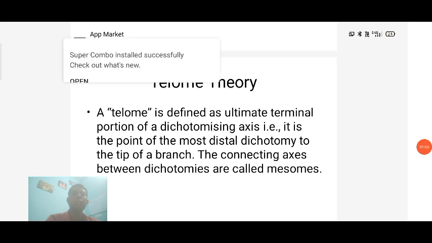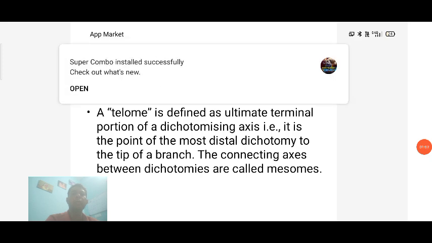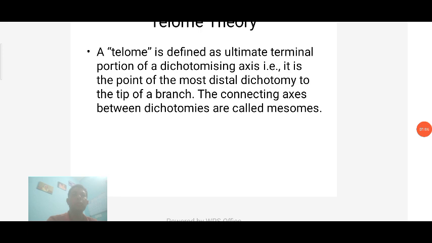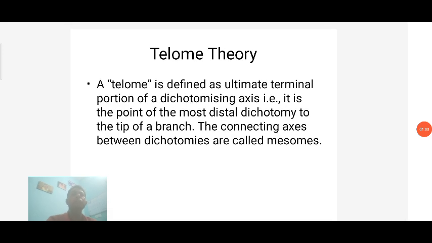Now, the connecting axes between dichotomies are called mesomes. So mesomes are there, and those particular mesomes are responsible for further development. Now functionally we can say that telomes are of two types. The first one is the fertile telome and the other one we call a sterile telome.